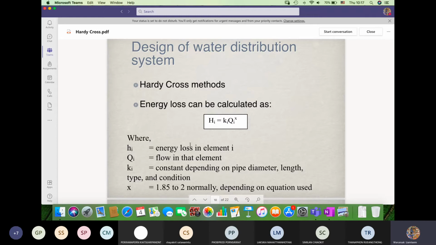So in general, we can say the energy loss in the element i is equal to the constant times Q to the power of x. But in this course, as I mentioned previously, especially for water supply, we prefer to use the Hazen-Williams coefficient, so that x must be 1.85.